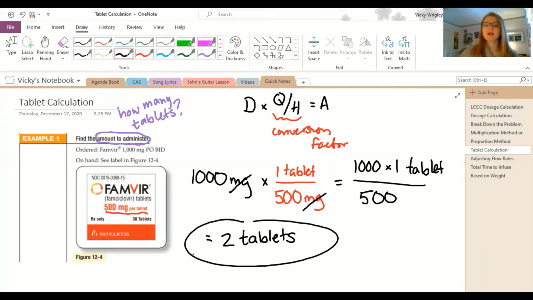So you can see that the conversion factor here gave us the relationship between milligrams and tablets, because we needed to go from milligrams to tablets. We needed to convert milligrams to tablets. And the conversion factor there gave us the relationship for how we could get there, how we could get from one place to another. Let's try another example.